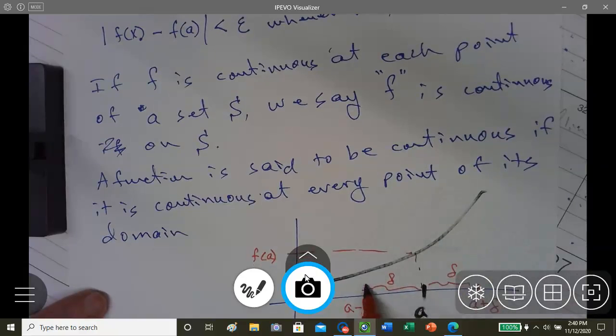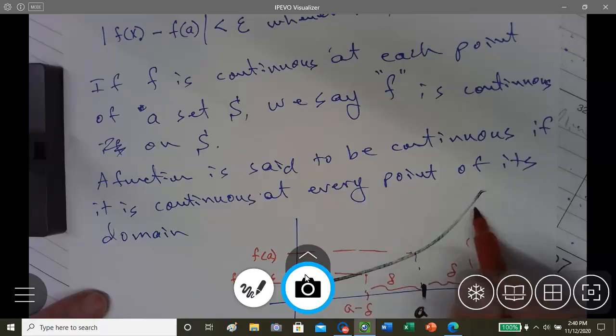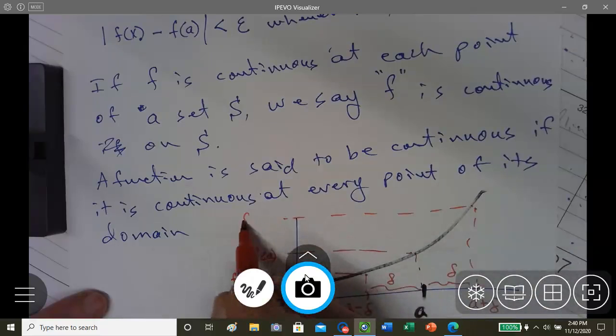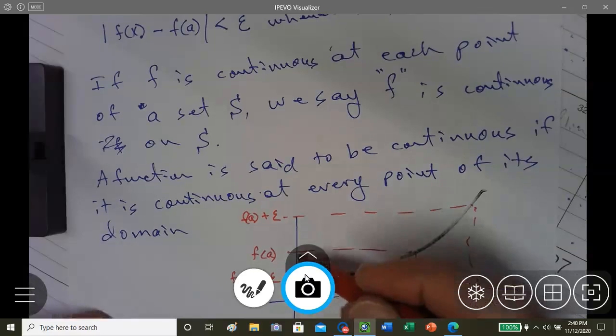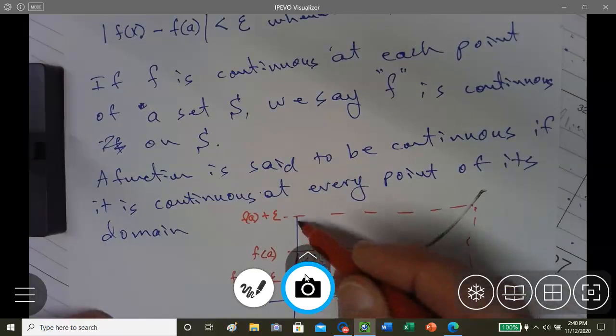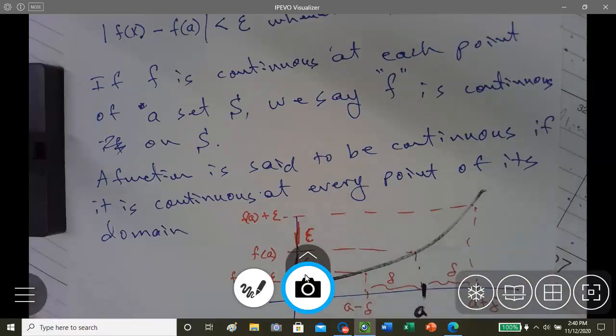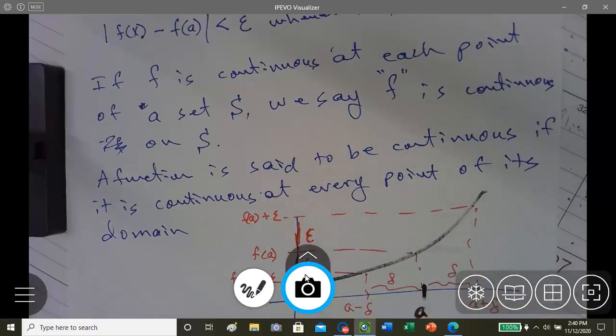So this would be f of a minus epsilon. This would be f of a plus epsilon. And of course, this value here is epsilon. This is the same value epsilon. It's not drawn to scale, but these two epsilons should be the same value.